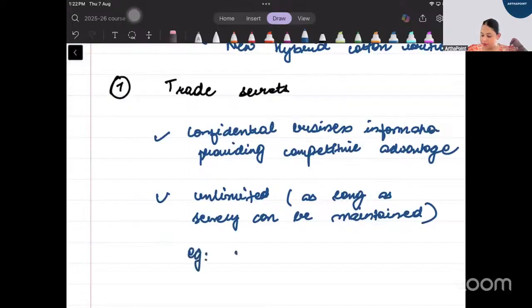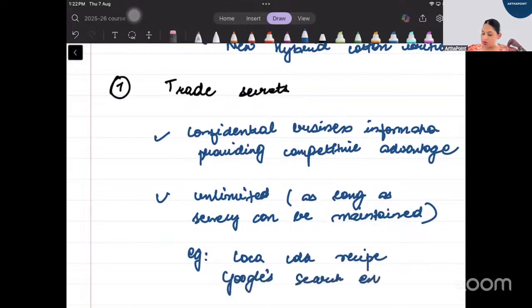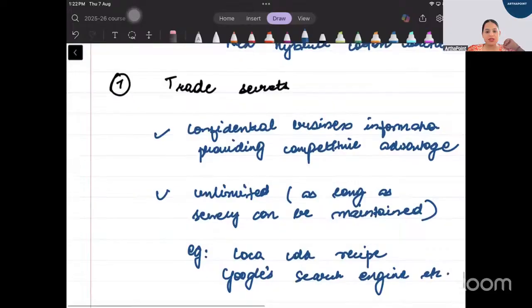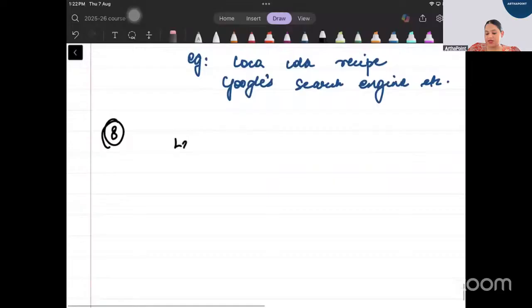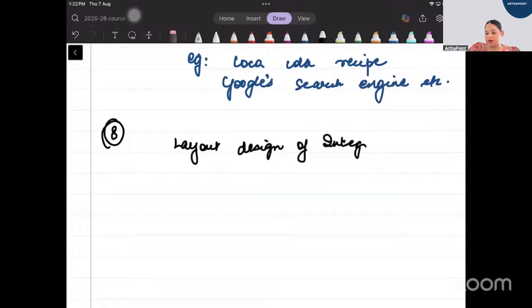So, example, Coca-Cola recipe, Google's search engine, etc. Then the next one that you have is called layout design of integrated circuits. Layout design of integrated circuit, right?